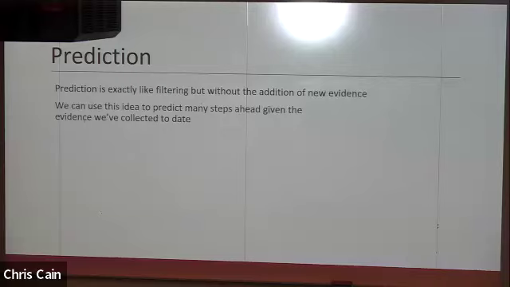So you can start predicting not just the next day, but as far into the future as you want, given the history of evidence that you have. This gets a little bit harder to predict further and further into the future because there become more and more unknowns. So here it's exactly the same thing, except there's no additional evidence for time t+1. The goal is to calculate the probability of rain at time t+1 given the evidence up to time t.